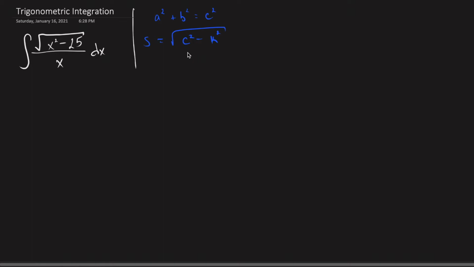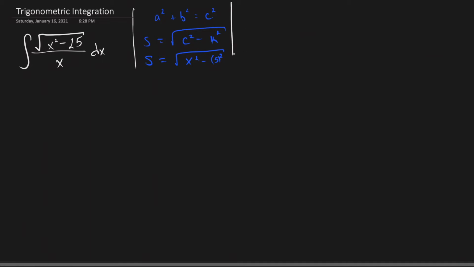So we have some side squared, and we see that we can relate this back to the integral. Some side is equal to the square root of x squared minus k squared. And we see that k squared is just 5 squared, because if you square 5, you get 25. So let's replace this with 5 squared.